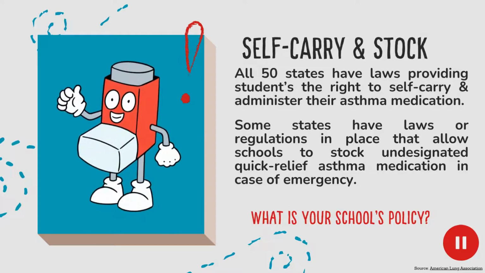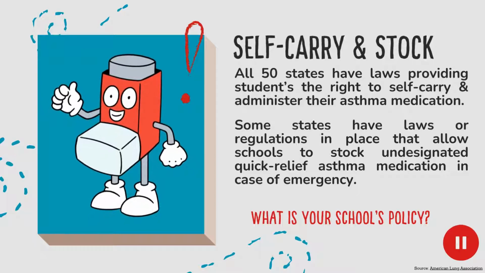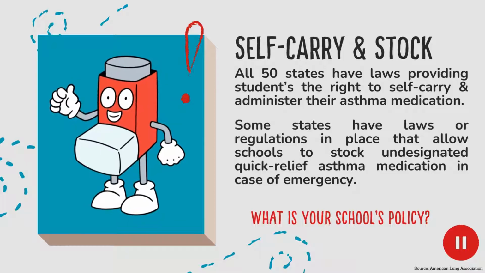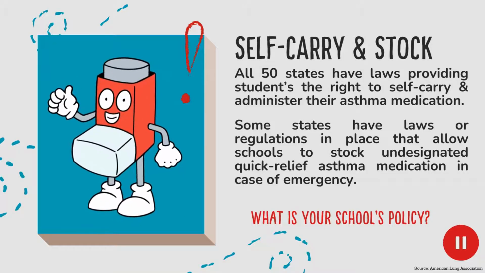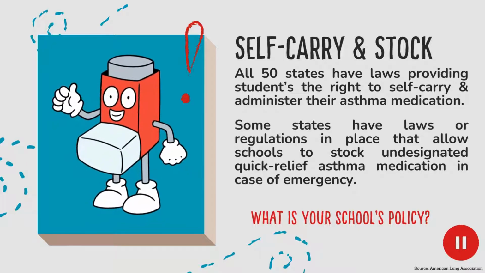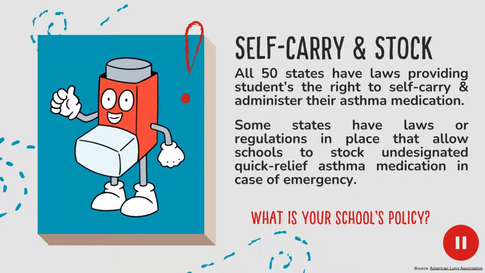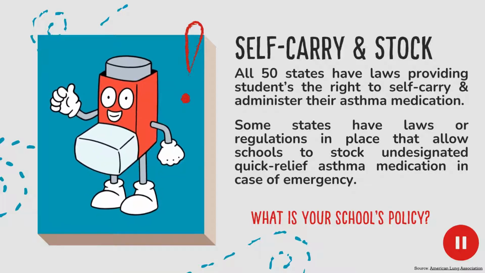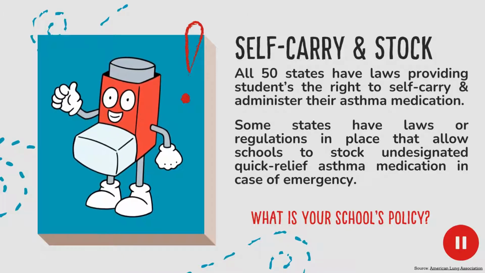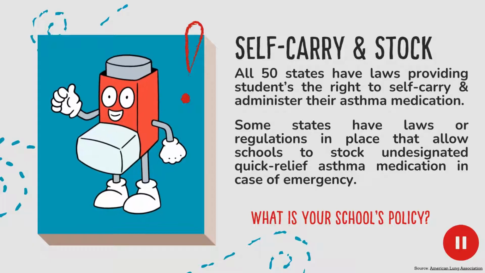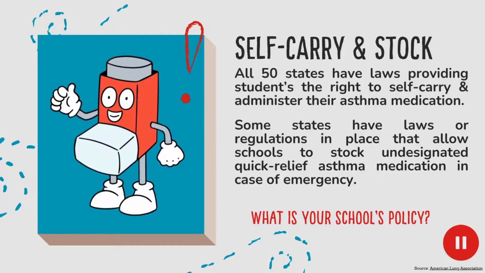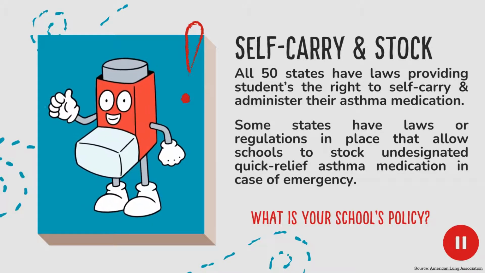All 50 states and the District of Columbia have enacted state laws that allow students to self-carry and administer their asthma medication. The details of the laws differ, however, and school policies may also specify required protocols or procedures for doing so. Some states also have laws or regulations in place that allow schools to stock undesignated quick-relief asthma medication in case of emergency. We'll provide the opportunity to pause here so that you can review your school's policy around student self-carry and administration and find out if your school stocks undesignated quick-relief asthma medication.